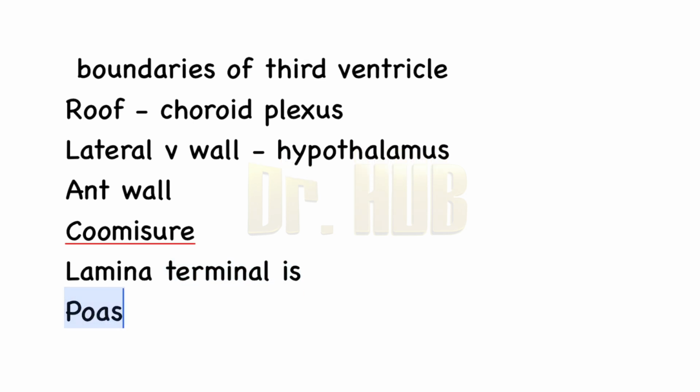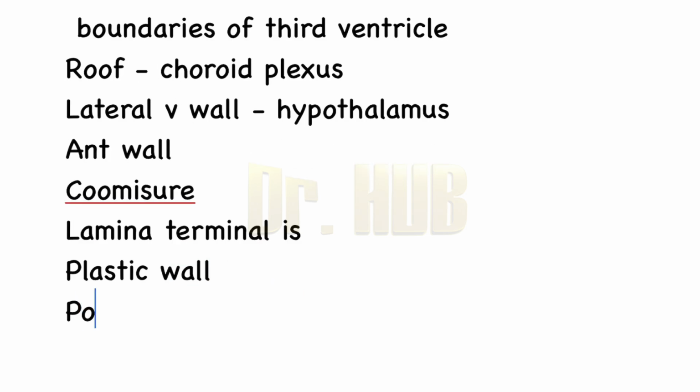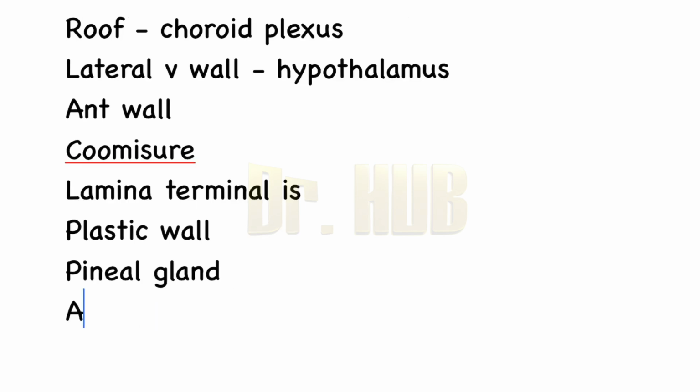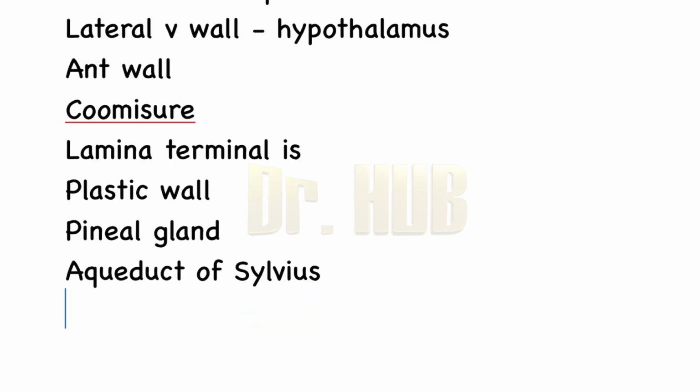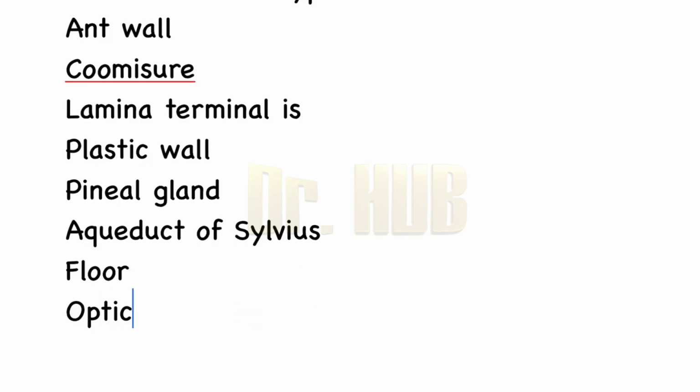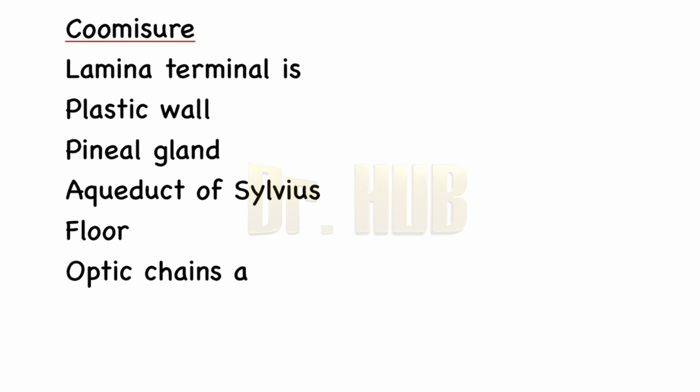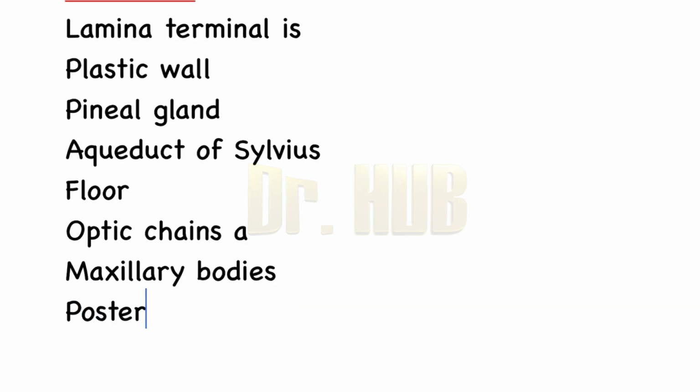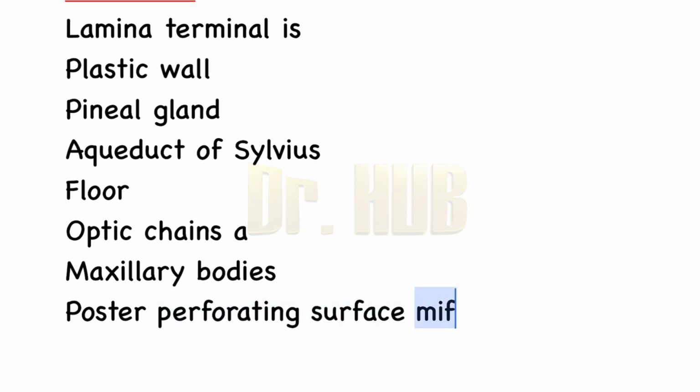Then comes the posterior wall. The posterior wall includes the pineal gland and also the posterior commissure and the aqueduct of Sylvius. Now looking at the floor, it includes the optic chiasma. There is the infundibulum, there are the mammillary bodies, as well as the posterior perforated substance and the tegmentum of the midbrain.